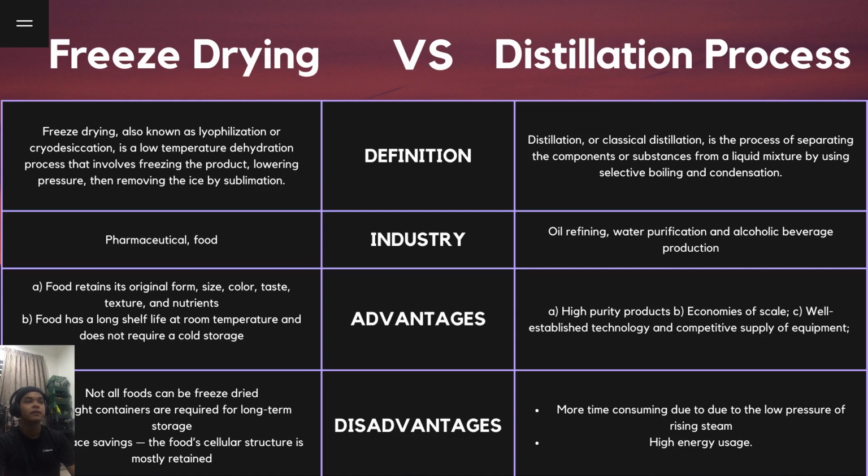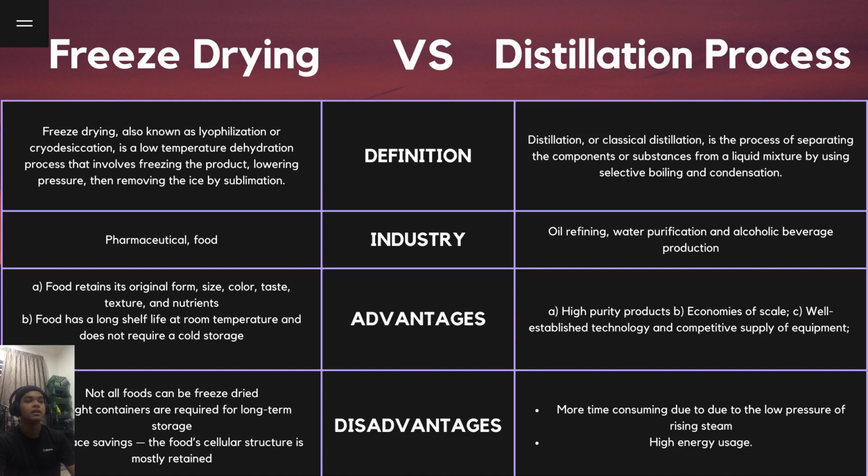The advantages of freeze drying are that food retains its original form, size, color, taste, texture, and nutrients. And food has a long shelf life at room temperature and does not require cold storage. For the distillation process, the advantages are high purity products, economies of scale, well established technology, and competitive supply of equipment.